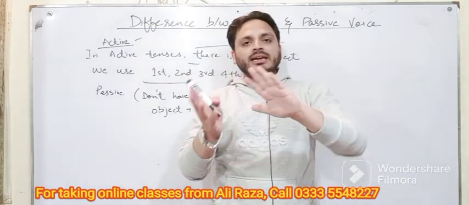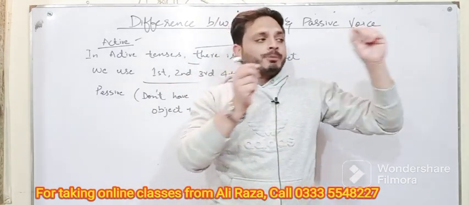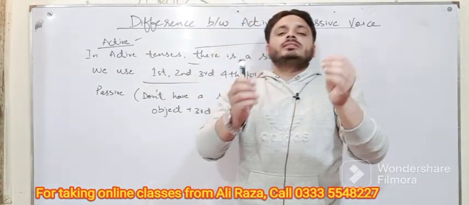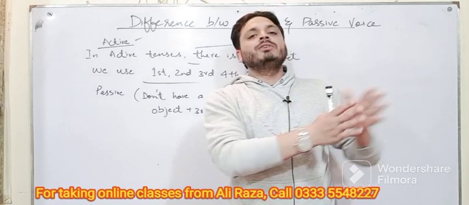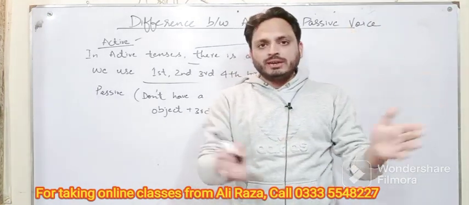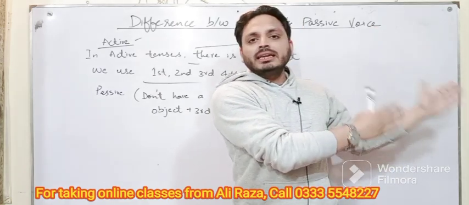For example, Ali writes a letter. This is an active voice because the performer of that action, Ali, is available. But in passive voice we will say the letter is written. A letter is written. We will not say Ali writes a letter. We will just omit Ali from the structure and we will say the letter is written.